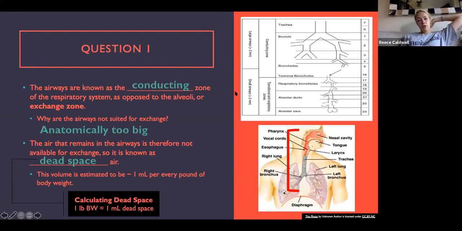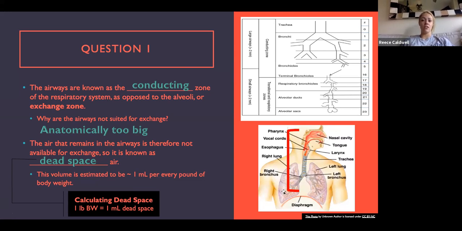So now hopping into question number 1, we're looking at 2 zones of the respiratory system, the conducting zone and the exchange zone. The exchange zone is also sometimes called the respiratory zone. So the conducting zone, its function is exactly the title. It is conducting air into the alveoli.